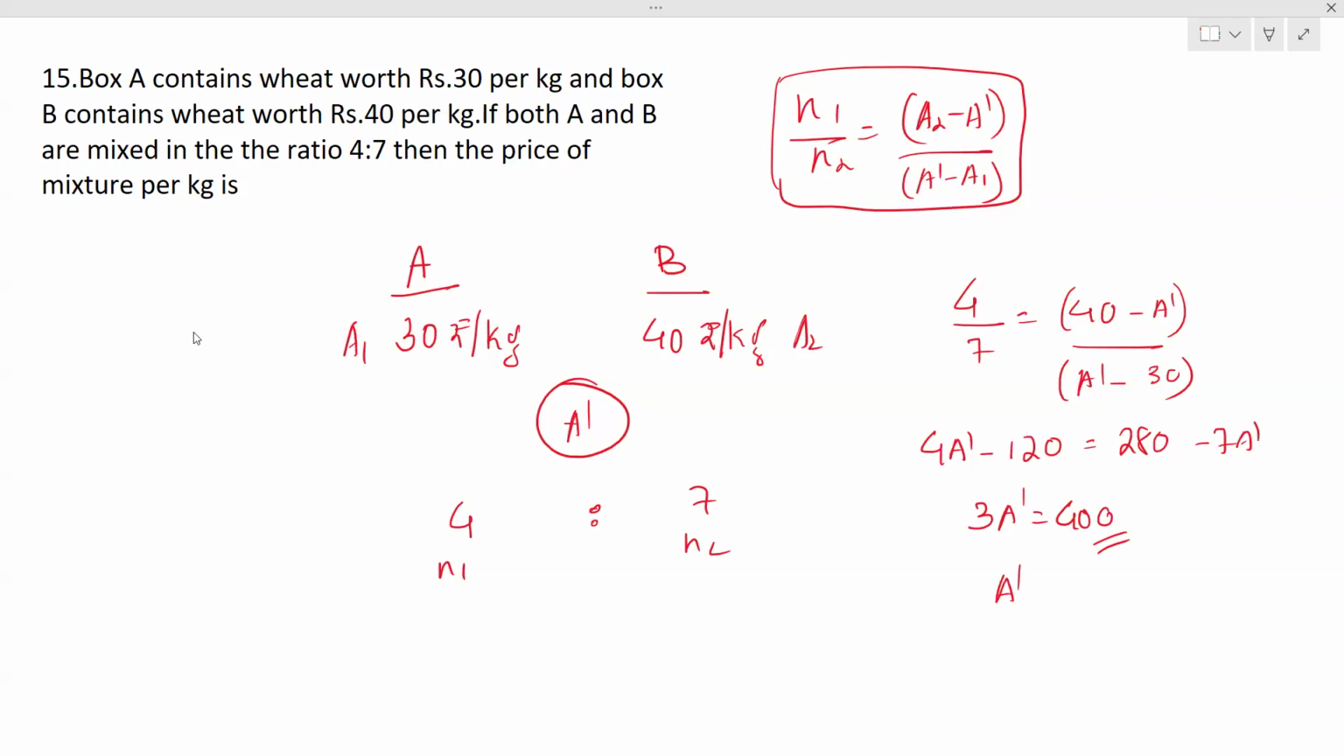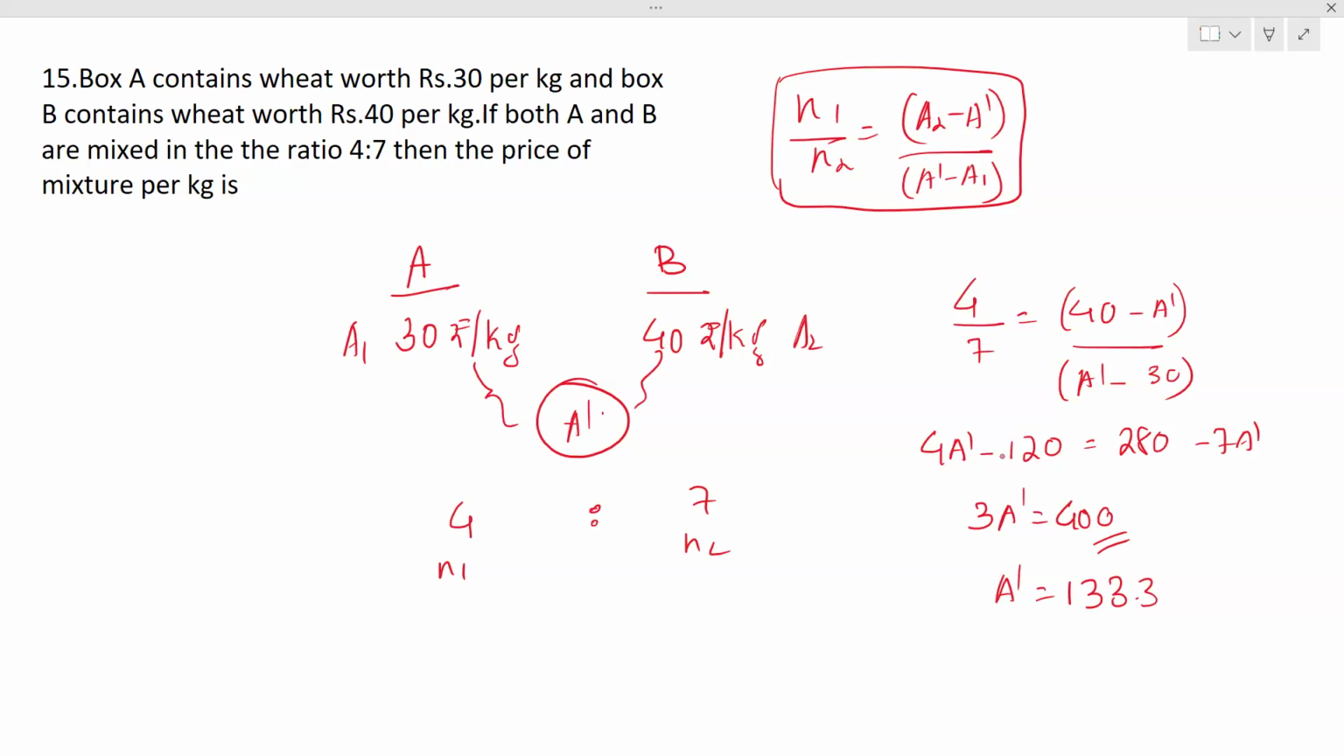Then what will be A dash? Then the price of the mixture per kg is how much? Tell me, what will be the price of the mixture then? 3 times 133.333. Price of the mixture per kg will be. I did something wrong. Wait. Because the combined average has to lie between 30 and 40. How can it be 133? Not possible.